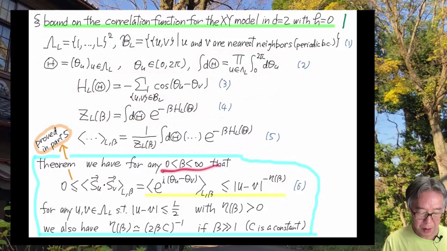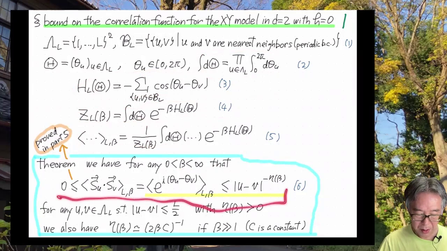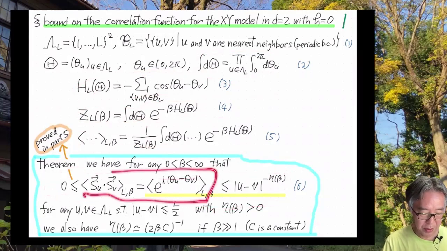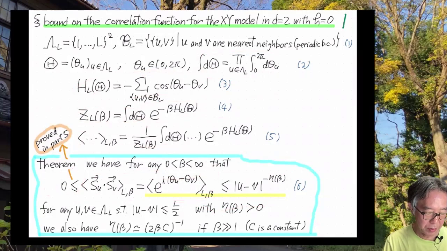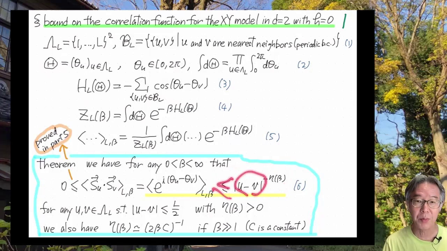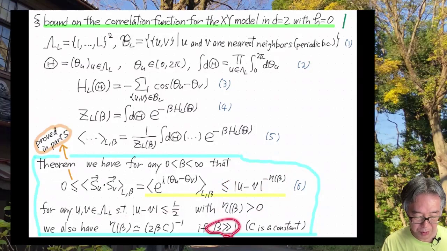So for any beta, we have this upper and lower bound for this 2-point correlation function. And actually, the lower bound is basically trivial, but I'm going to prove this in part 5. Okay, of course, the main result is this upper bound, and it says that this decays at least with this power law. Okay, and of course, this is not optimal for high temperature, but it's sort of optimal for low temperature and for any UV. And here, eta beta is some strictly positive quantity. And for low temperatures, we have some control on this eta beta.